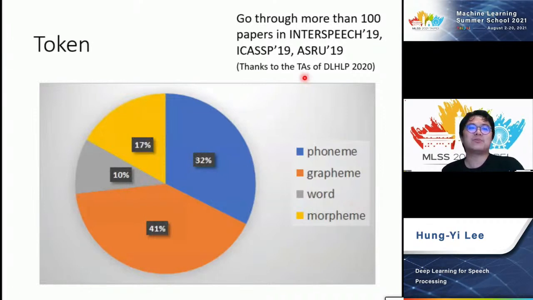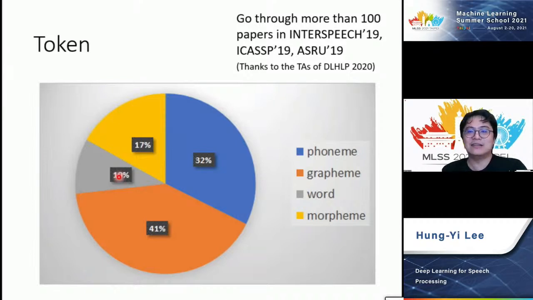So what is the most popular token in speech recognition? Actually, my students and I went through more than 100 papers in Interspeech, ICASSP, and ASRU 2019. We went through all the speech recognition papers in these 3 conferences, which are the top 3 conferences in the speech community. We found that grapheme is the most popular unit for speech recognition, and the second one is phoneme. Some people also try to use morphemes, and the word is the last choice.